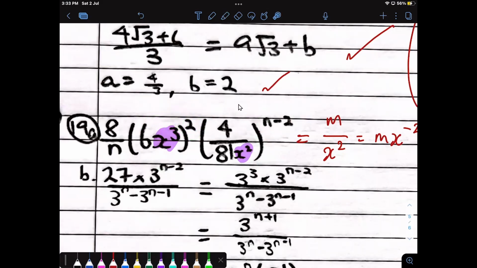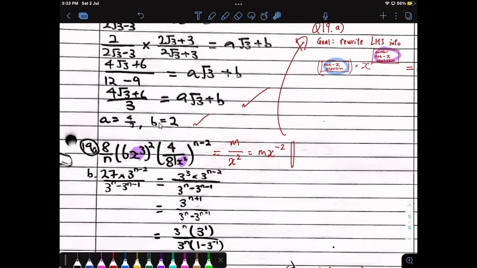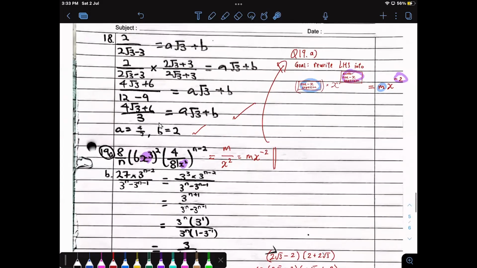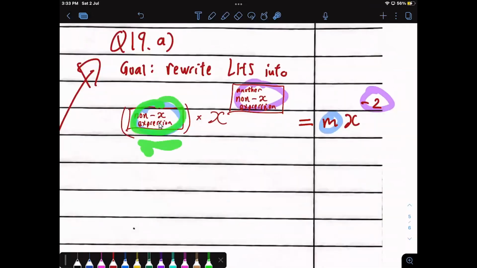You need to times in. Is that clear? Okay. So the goal here is to make sure you rewrite your left hand side in this format: a non-x expression multiplied by x, then you raise it to the power of another non-x expression, and it's equal to m x power -2.